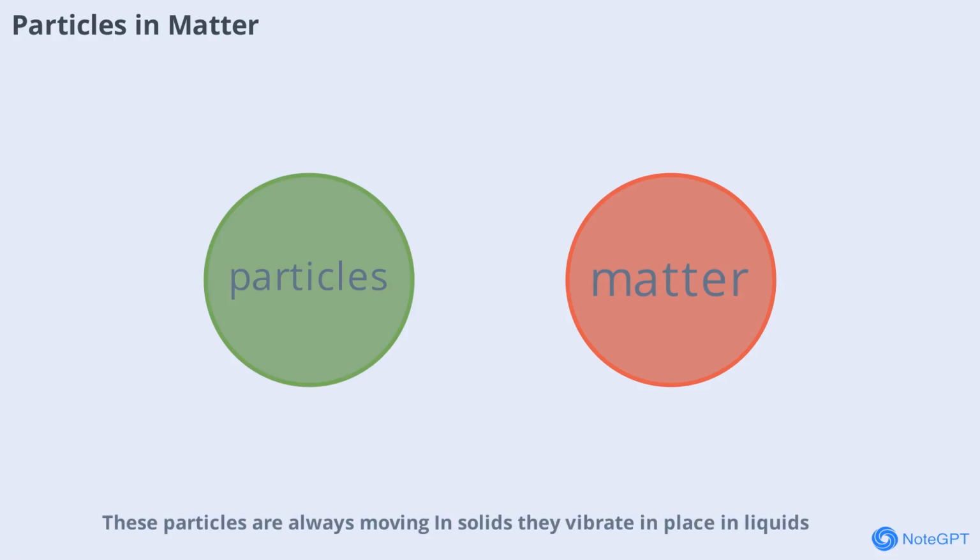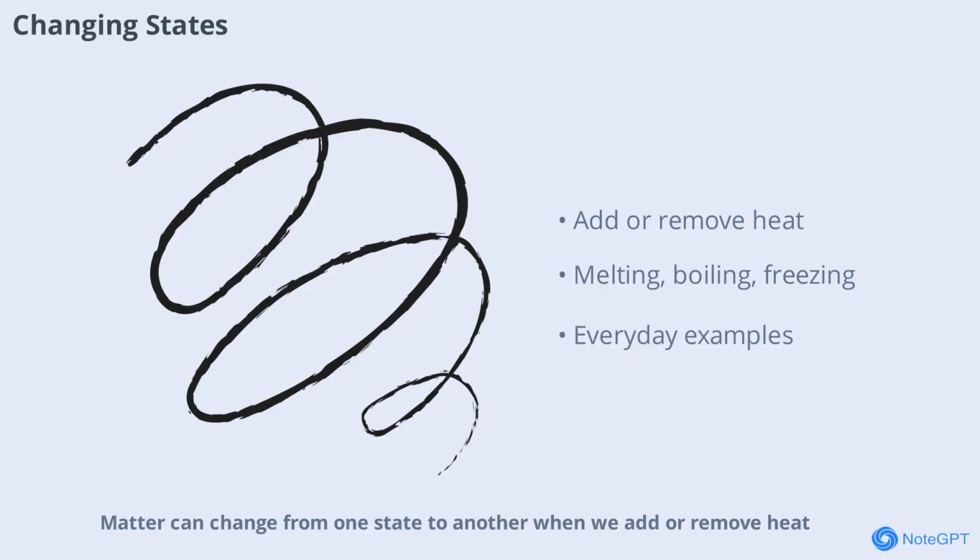All matter is made up of tiny particles that are too small to see with our eyes. These particles are always moving. In solids, they vibrate in place; in liquids, they move around each other; and in gases, they move freely in all directions. The way these particles are arranged and how they move determines the state of matter. This particle model helps us explain many properties of matter, like why solids are hard and why gases can be compressed.